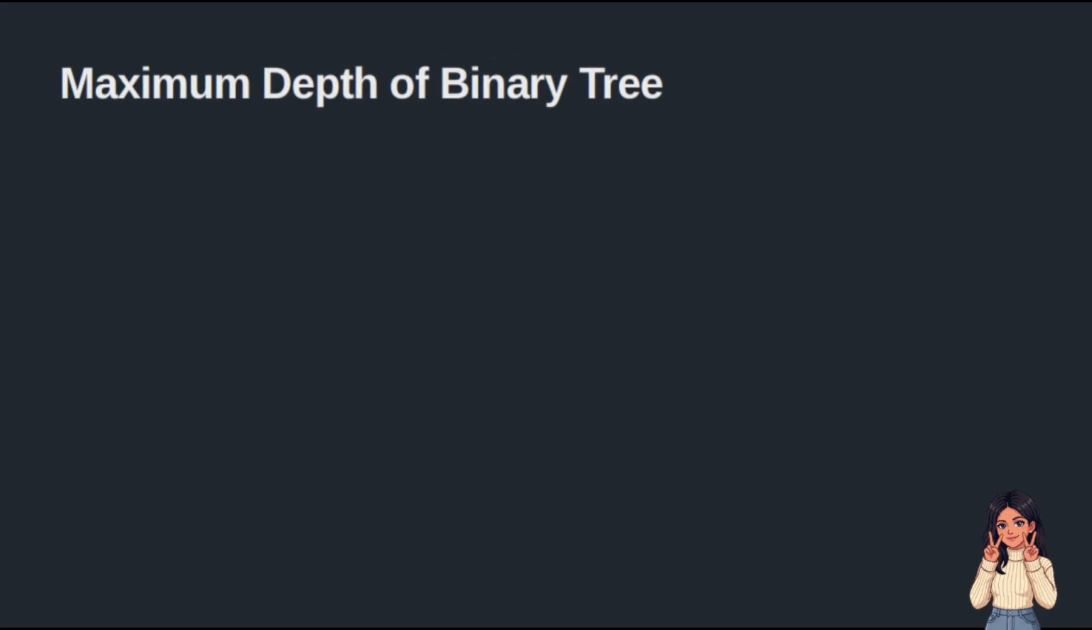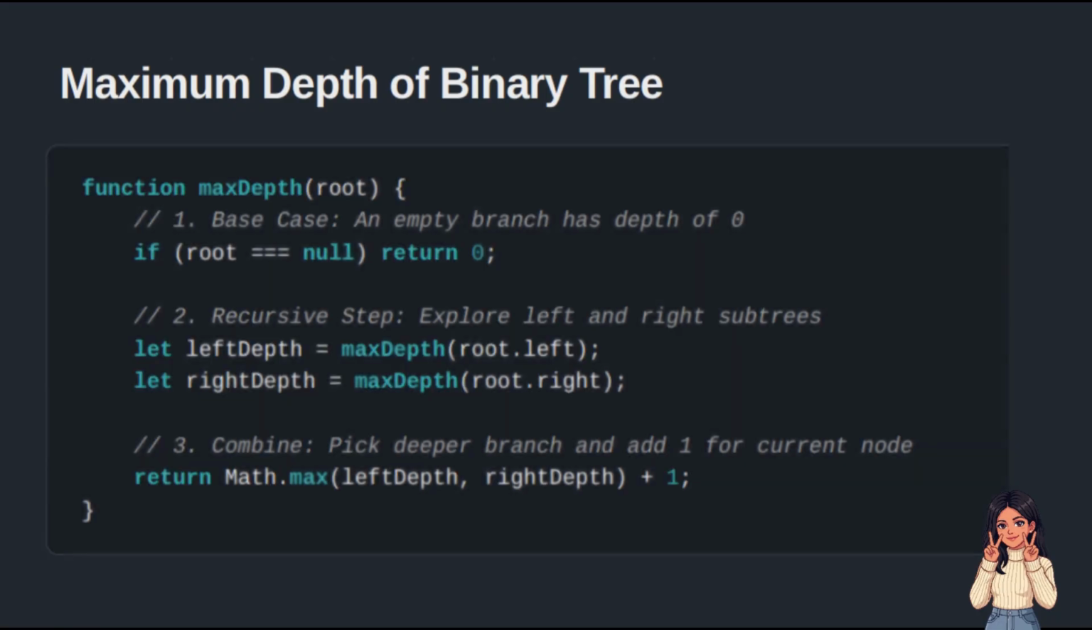Imagine you have a binary tree, a root node with a left child and a right child, and you want to find the maximum depth, that is height, of the tree. The goal is simple: find the longest path from the root node down to the deepest leaf node. Let us walk through how this runs under the hood.